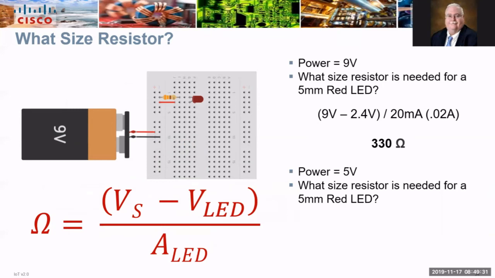A 5-volt battery with a 5mm red LED will calculate as follows. A 5-volt source minus the 2.4-volt LED equals 2.6 volts. Divide 2.6 volts by 20 milliamps or 0.02 amps to get a 130 ohm resistor.